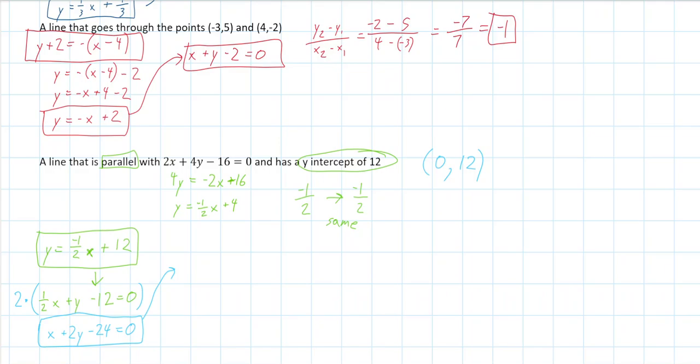Well, all we have to do is make it rise by negative 1 and run by 2. So if we add those together, we get 2, 11. So this could be another point. So if we use that point over here, we go y minus 11 equals negative 1/2 x minus 2. And that could be a point.